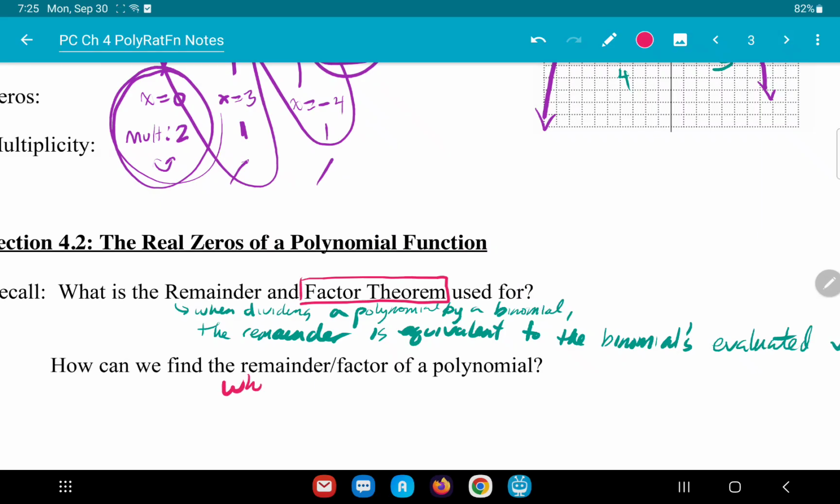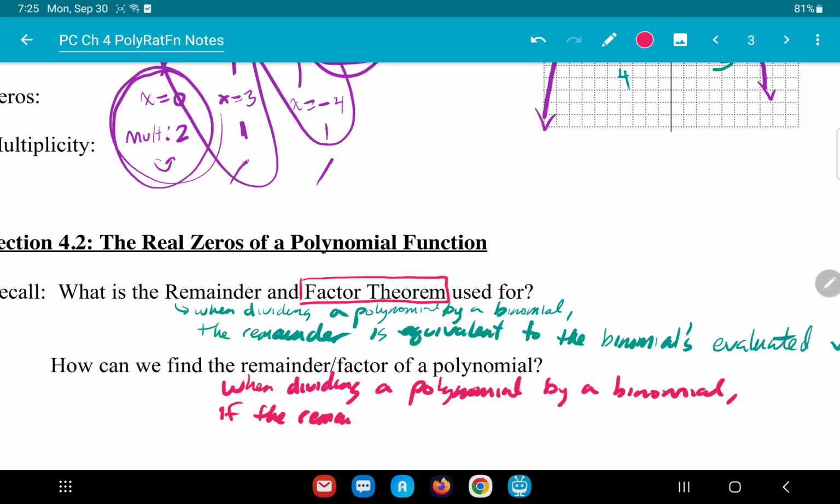We are dividing a polynomial by a binomial, and what we are now finding is that if the remainder is 0, then that means that the binomial is a factor.